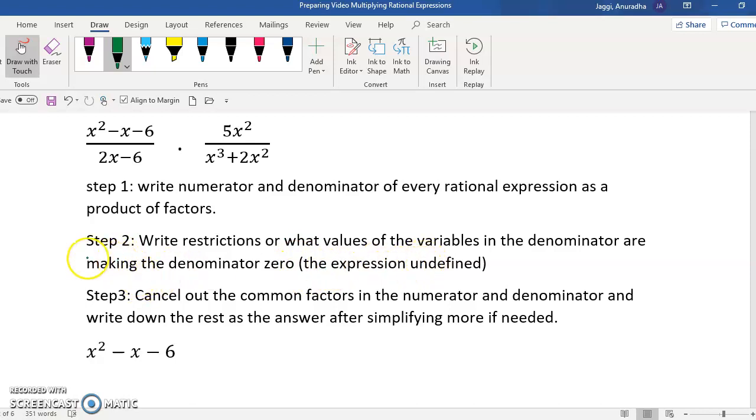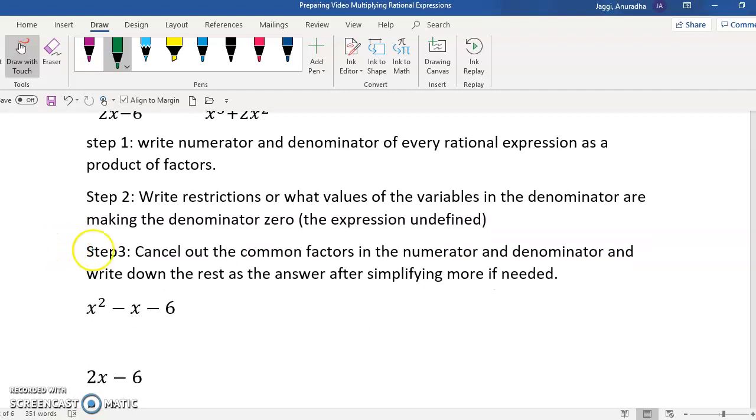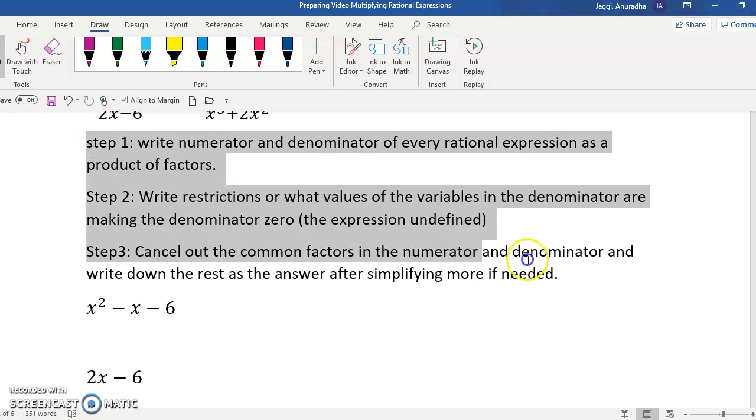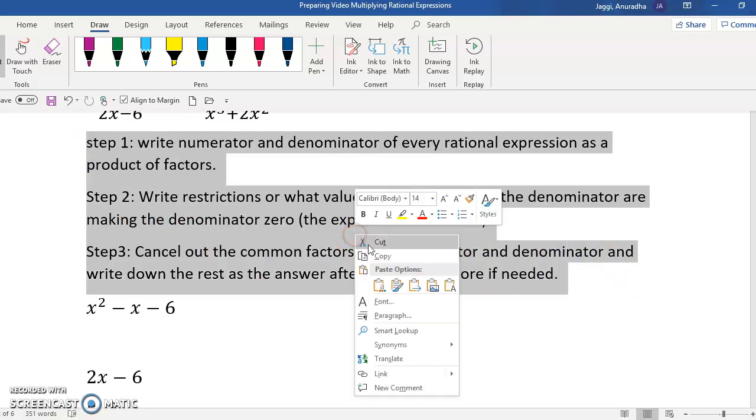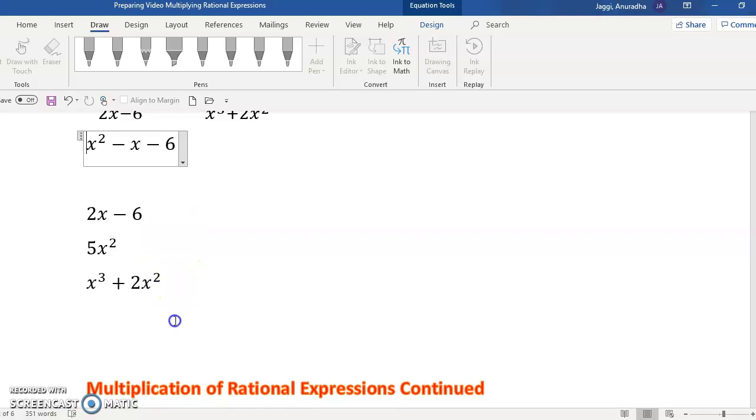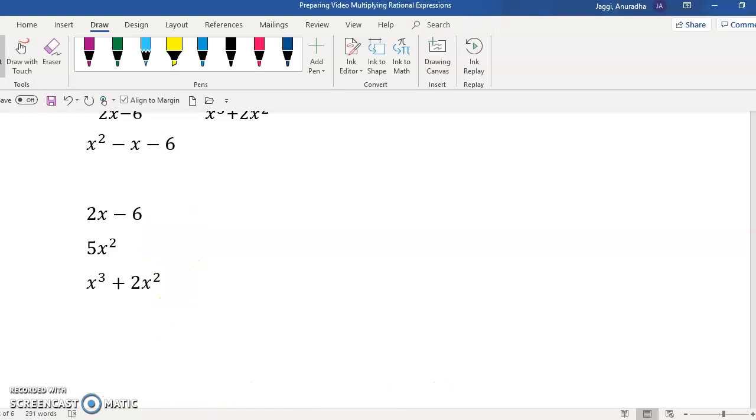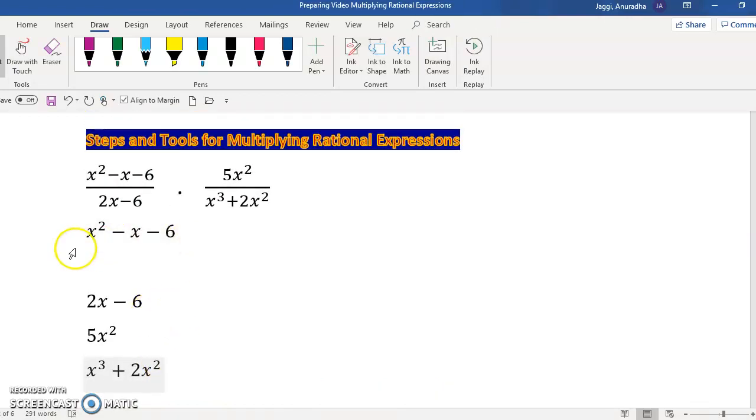Okay. Once you state out the restriction, the last step would be cancel out the common factors. If there is a common factor in the numerator and denominator, cancel that out. And after that, if more simplification is required, in some of the questions you'll see that more simplification is required, then you do that. So let's take it up. I'll just create some room. Now that we are aware of the steps, we will just keep coming back to them. So let's create some room here and let's start factoring.